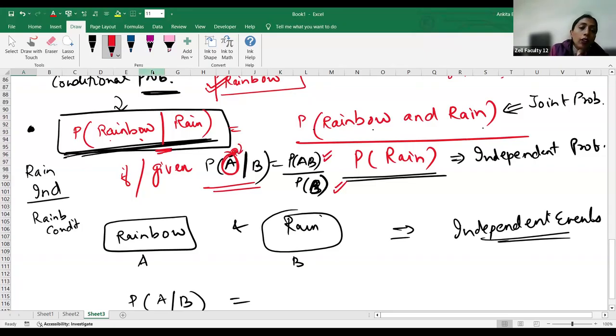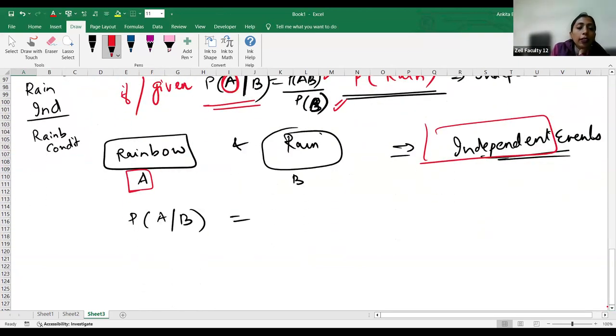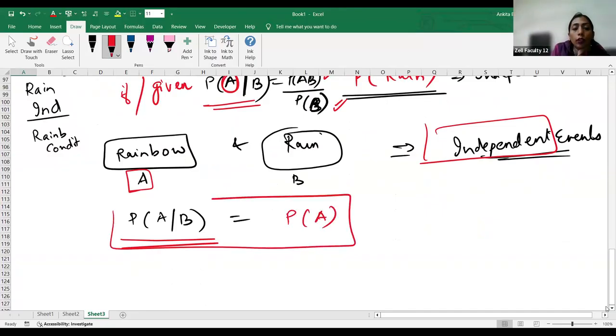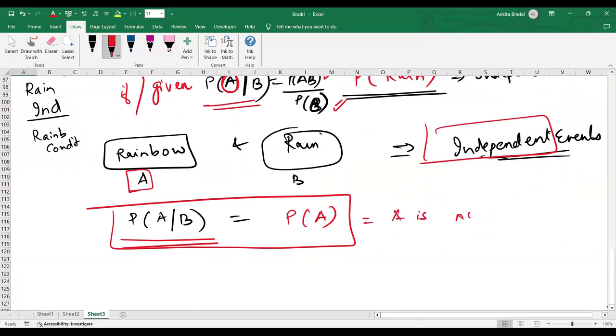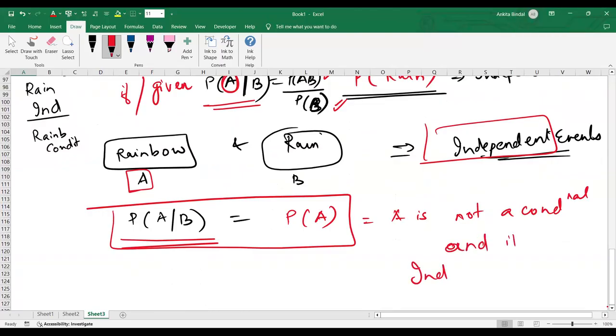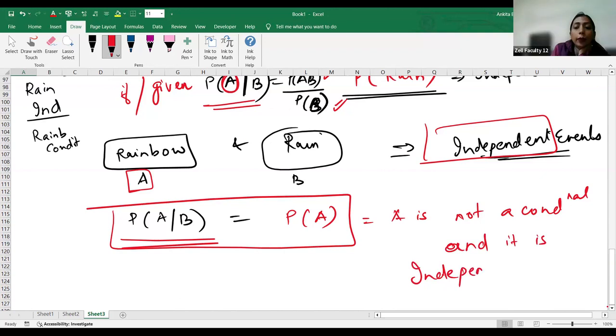Now, A event is not conditional. What am I saying for A event? That it is independent. So if it is independent, would there be a conditional probability of an independent event? No. Therefore, probability of A given B would be equal to probability of A only. Why? Because A is not a conditional event. It is an independent event. So for an independent event, you don't have a conditional.